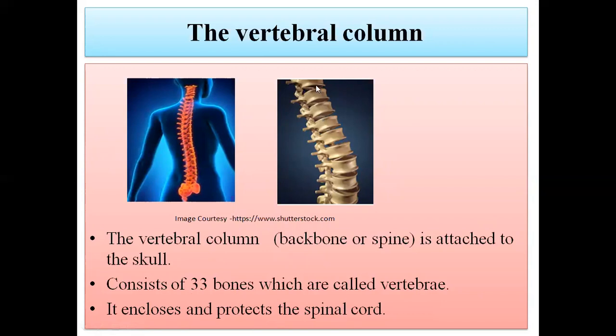So children, how many bones are present in this vertebral column? In this vertebral column, we have 33 bones which are called vertebrae. It encloses and protects the spinal cord. The spinal cord is inside and the vertebrae protect this spinal cord. The spinal cord is a tubular structure or tissue which transmits messages from the brain to all the parts of the body. So this is the vertebral column. It is one of the most important parts of our body, which gives major support to our body.